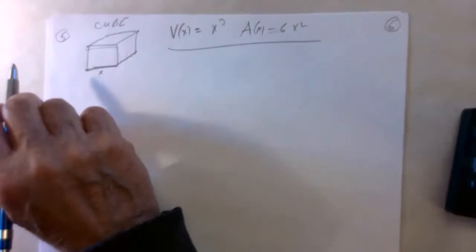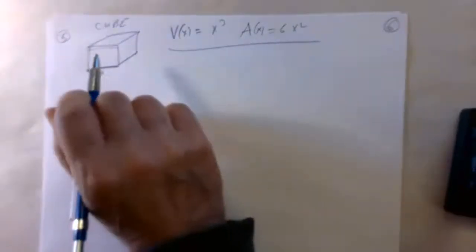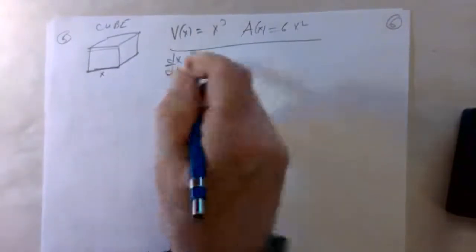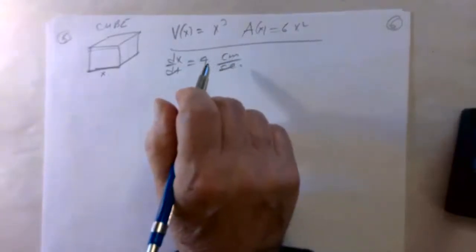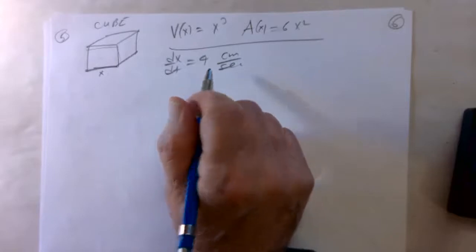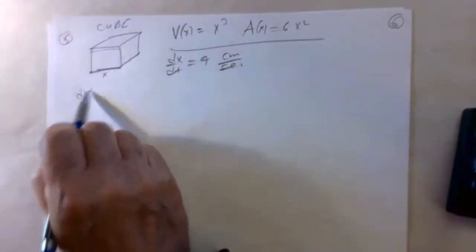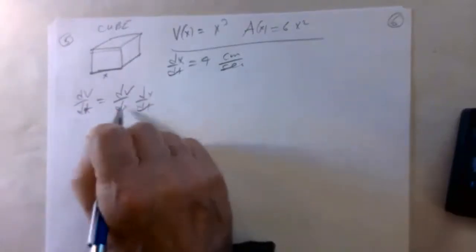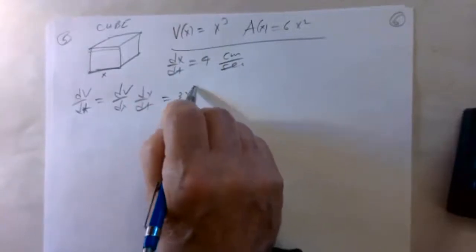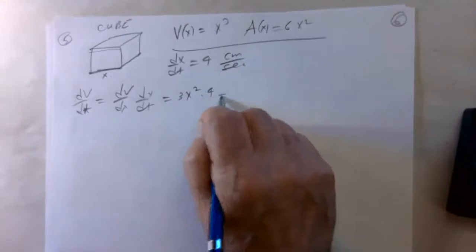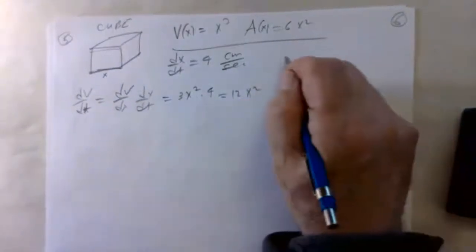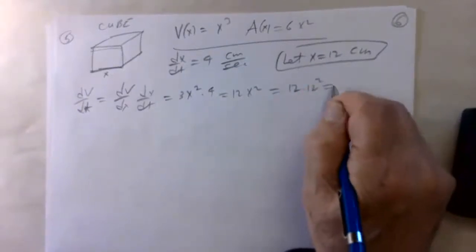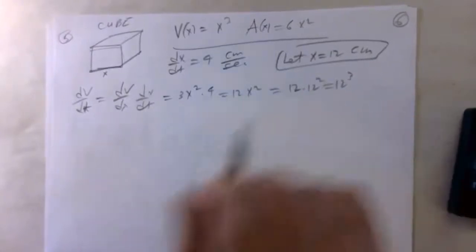So this is what we know, and we're told the edges of the cube are expanding at a rate of 4 centimeters per second. So dx dt is 4 centimeters per second. How fast is the volume changing when each edge is 12 centimeters? So dV dt is dV dx times dx dt. What is dV dx? 3x squared. What is dx dt? 4. So this is 12x squared. And when the edge is 12 centimeters, this is 12 times 12 squared, which is 12 cubed, which is, what is 12 cubed?